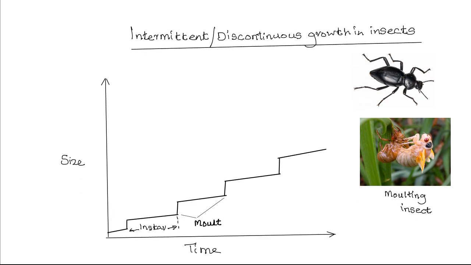This is clearly shown when we plot the size of the arthropod or insect against time. So the increase in the body size is going to be on and off. So there are periods of rapid growth followed by periods of no growth.